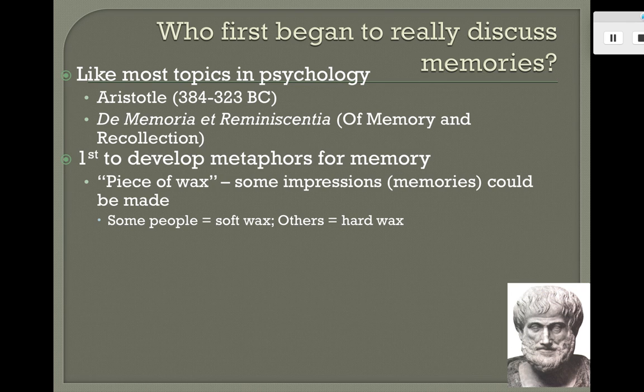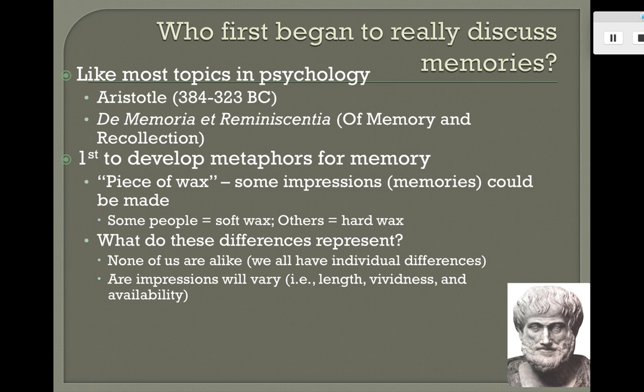Other people who have hard wax, so it's very hard for them to memorize information or to create these memories, for them it's going to take a lot more effort and a lot more elaboration in terms of processing of that stimulus, so that way we can have a good detailed memory that's going to be created. So ultimately, what are we really looking at here in terms of these ideas of what Aristotle was telling us?